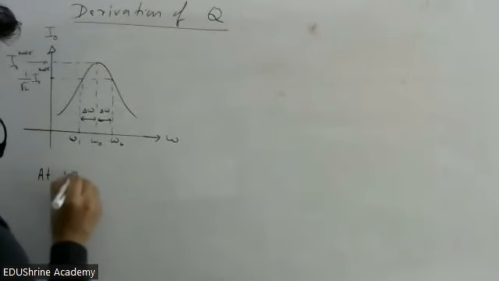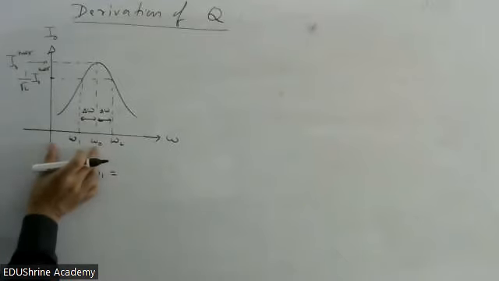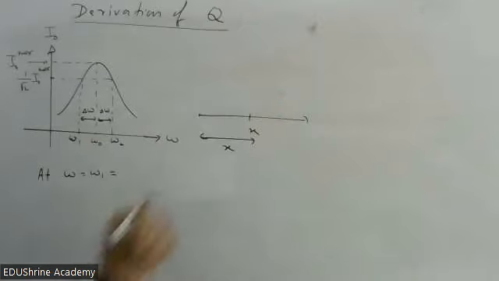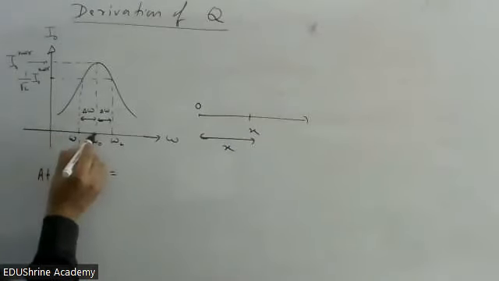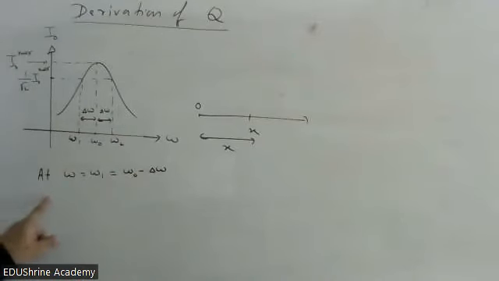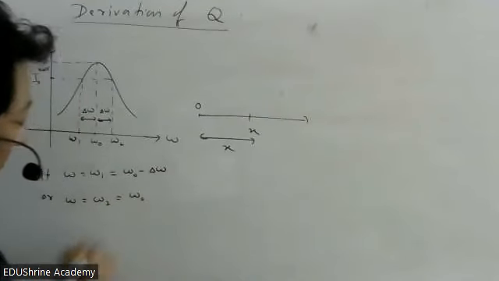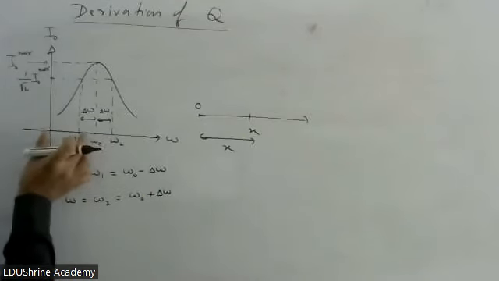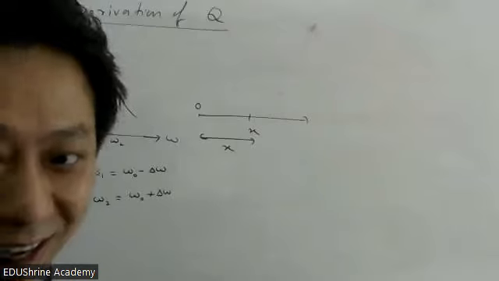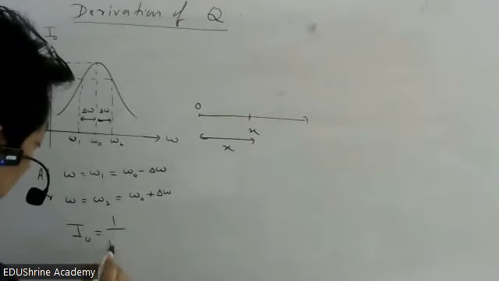Now, when omega is equal to omega 1, which is equal to how much? Look carefully. This is omega. Whenever we have coordinates, students, x means from 0 to here is x, no? This is origin. So omega naught, from origin to this point, is omega naught. From omega naught, if you subtract delta omega, you will get omega 1. So at omega equal to omega 1, or omega equal to omega 2, which is omega naught plus delta omega, because this much is omega naught, you add delta omega, you will get omega 2. So what happened at these two frequencies, which are called half power frequencies? Your peak current became 1 by root 2 times the maximum.